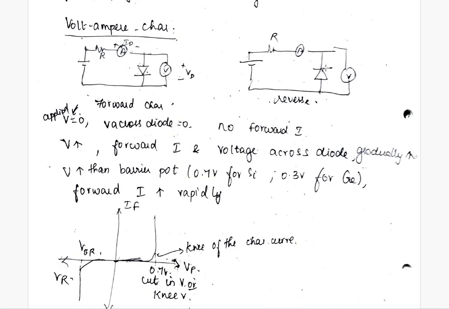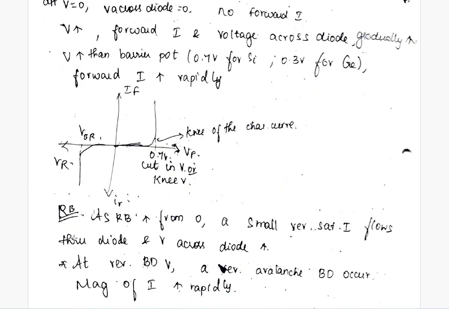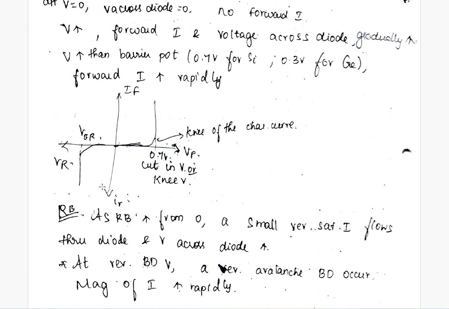In reverse bias, the positive is connected to the cathode and the negative is connected to the anode of the diode, and we have the ammeter and voltmeter for measuring the current and voltage. Here breakdown happens. As the voltage increases, the current increases slowly, and after some time the voltage remains somewhat constant and the current increases rapidly. So this is regarding the forward and reverse bias in the PN junction diode.